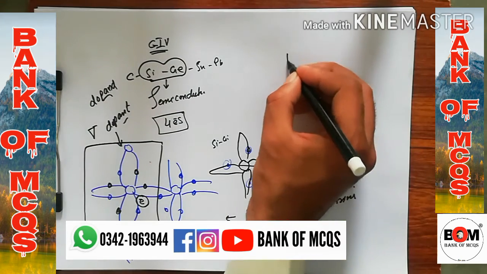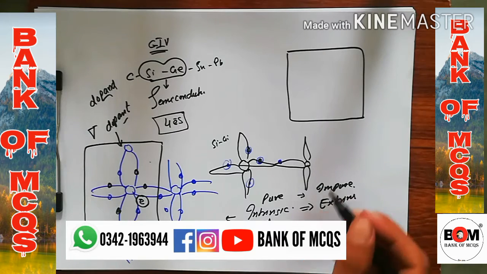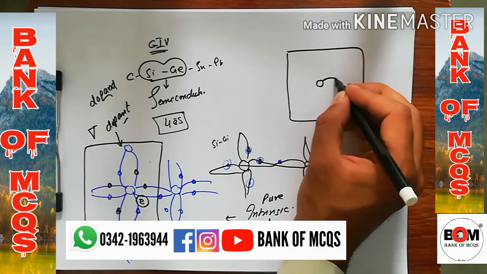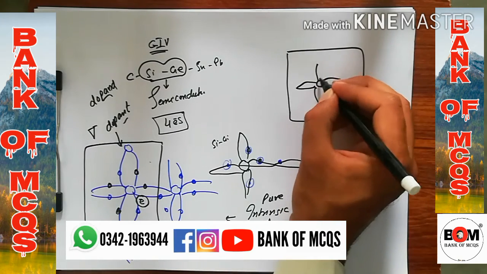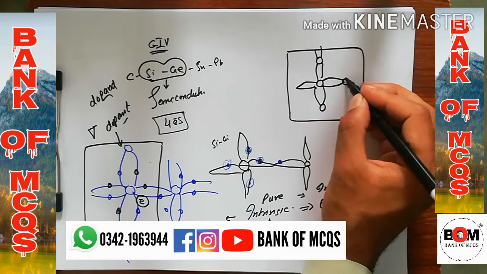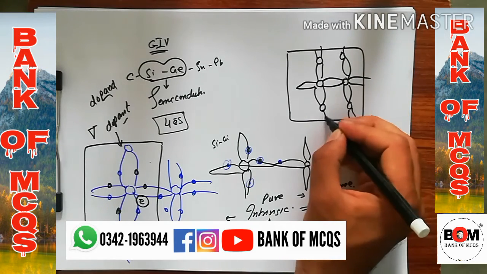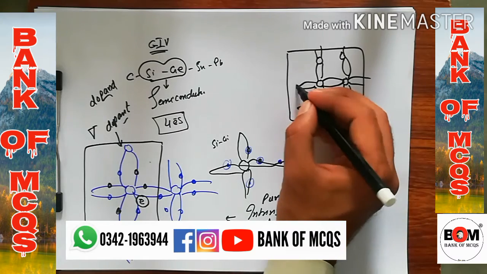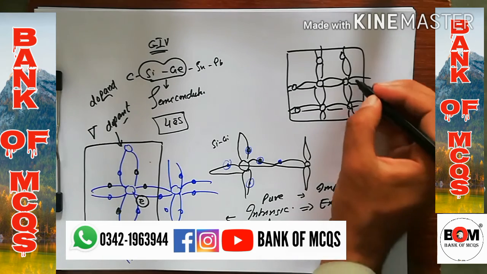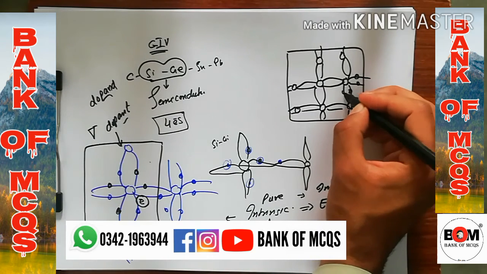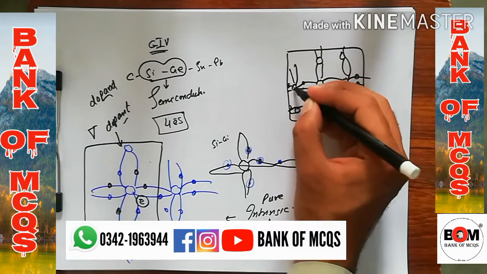So how can we also use another trick? If this is an atom of the fourth group, and we replace it by an atom of period 3, all these atoms have 4 electrons, 1 2 3 4, 1 2 3 4, and so on.